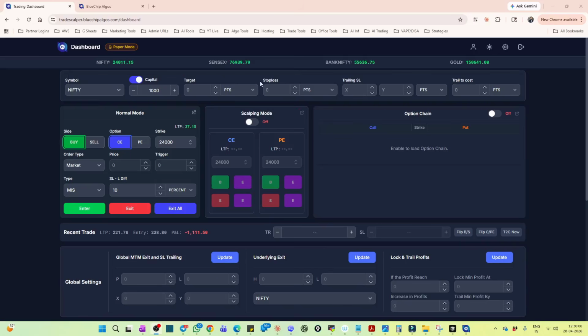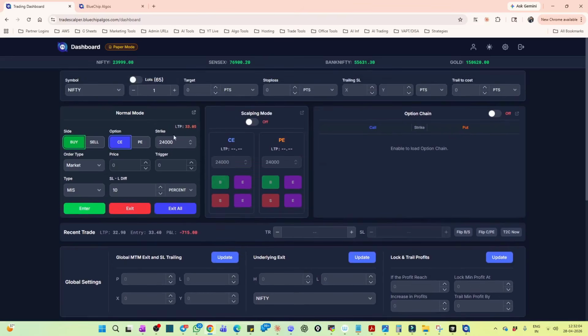First is this generic block where you can choose whichever symbol you generally trade in. So you can choose capital or lots. For option buyers also, this is very helpful. Let's say you have 50,000 rupees. You can just put 50,000 rupees and then hit the enter button. The tool automatically decides how many lots can be taken based on the LTP. It considers LTP and then of course the number of shares that one lot has, and based on these two parameters and of course your capital, it automatically divides and then picks up the quantity. And then of course you have regular target, stop loss, trailing stop loss, and trail to cost as well.